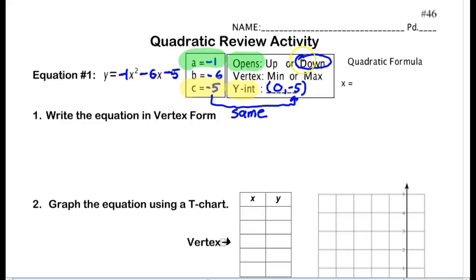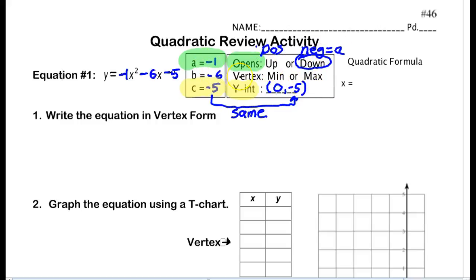And how do we get out the opens up, opens down? Where did that come from? How do we know it's down? It's negative, right? A is negative. So if A is negative, it opens down, and if A was positive, then it would have opened up. -1, so it opens down.